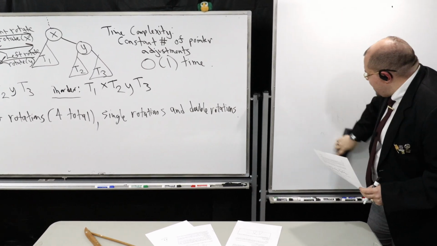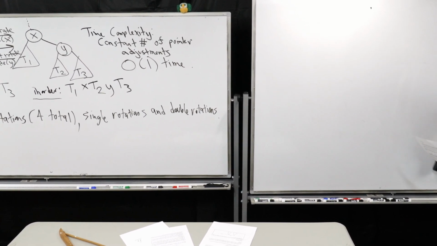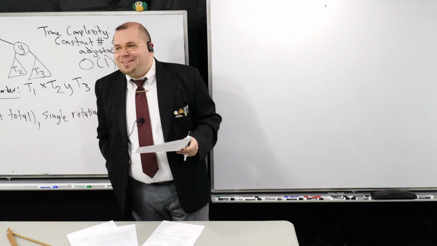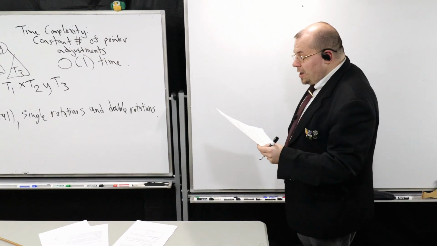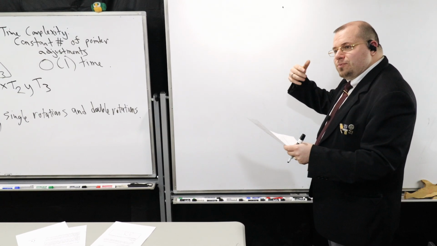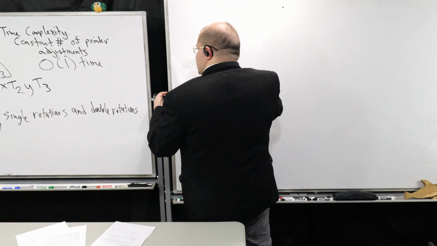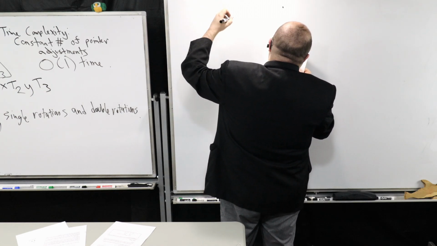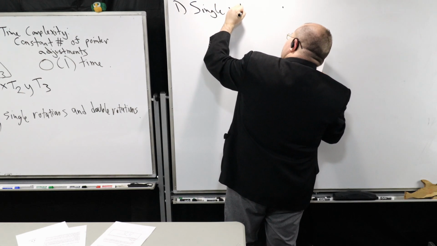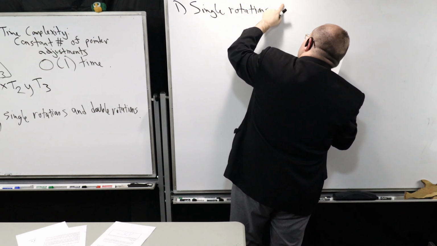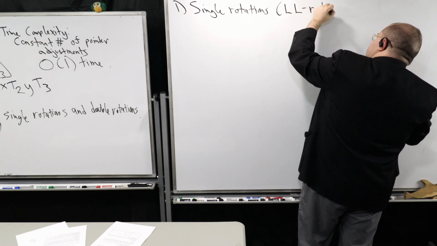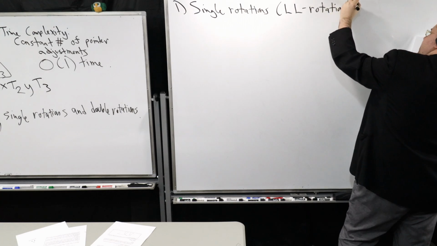So let's talk about these rotations. The first kind are the single rotations. You might ask, Dan, what the heck is a single rotation? I'm going to describe them by drawing pictures. Once you understand what it is, it really becomes just a matter of understanding what rotate is. So the first kind are single rotations. Our single rotations are known as LL rotations and RR rotations.